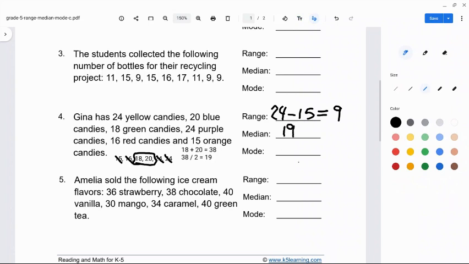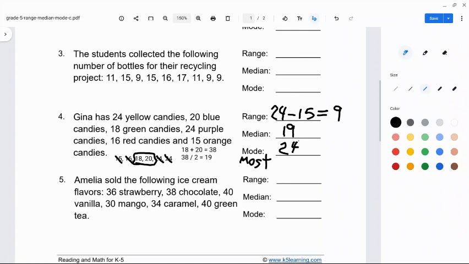And now I'm going to look to find my mode. My mode is the number that appears the most, right? Using my scribble tool. And I've got a 15, a 16, an 18, a 20, and I have 2 24s. So in this one, my mode is actually also my maximum value, which is 24.